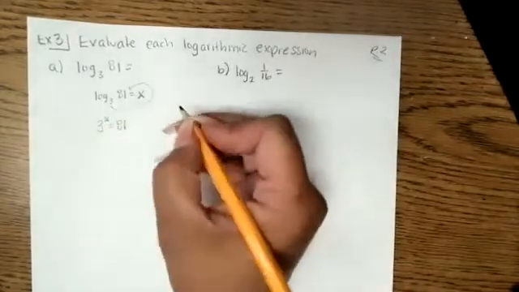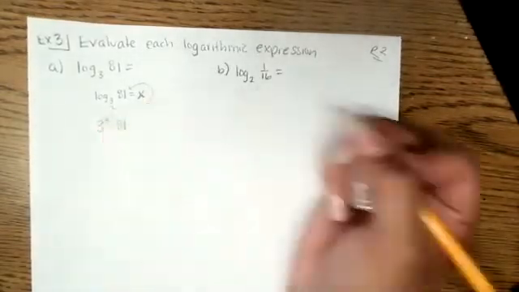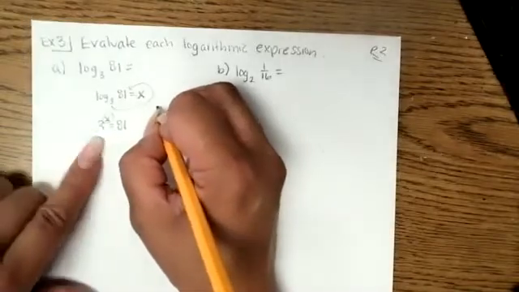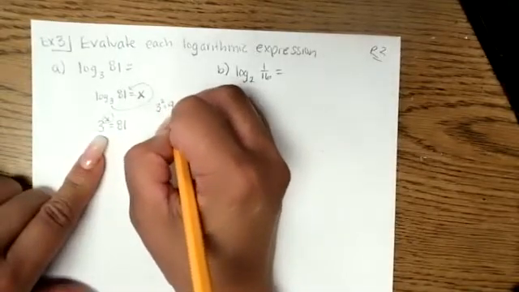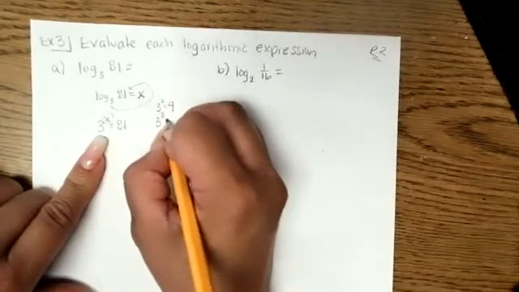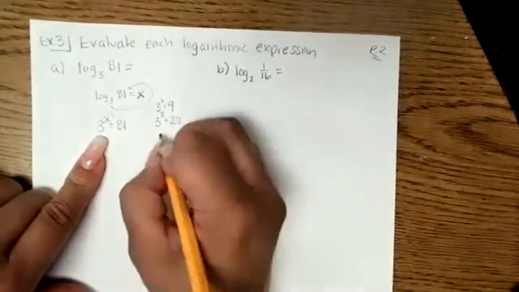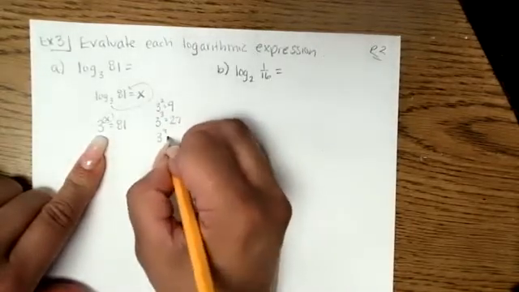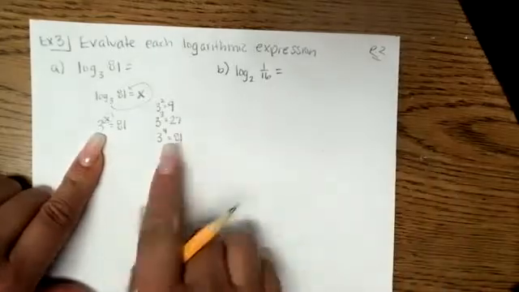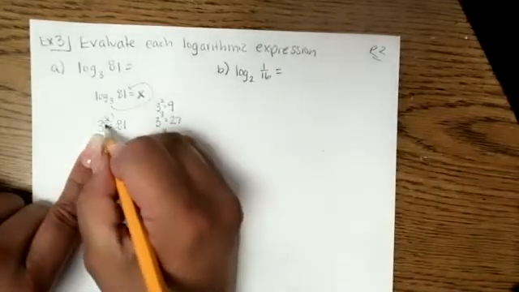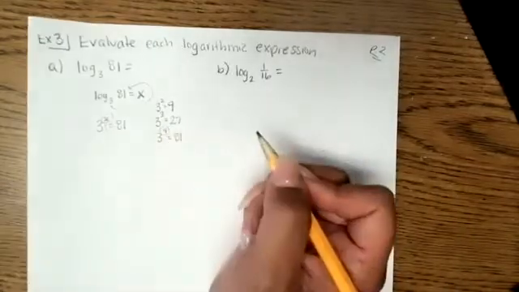Well, if I go by my exponents, let's see here. If I have a 3 squared, that equals 9. If I do a 3 to the third power, that equals 27. 3 to the fourth power, that's 27 times 3, which is going to be 81. So right here, that means that the x has to equal the number 4.